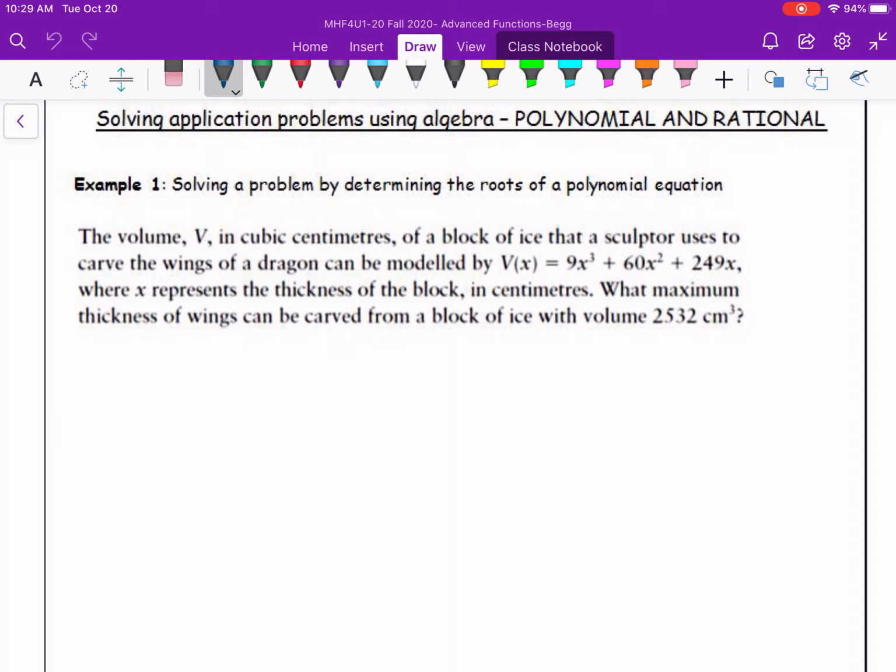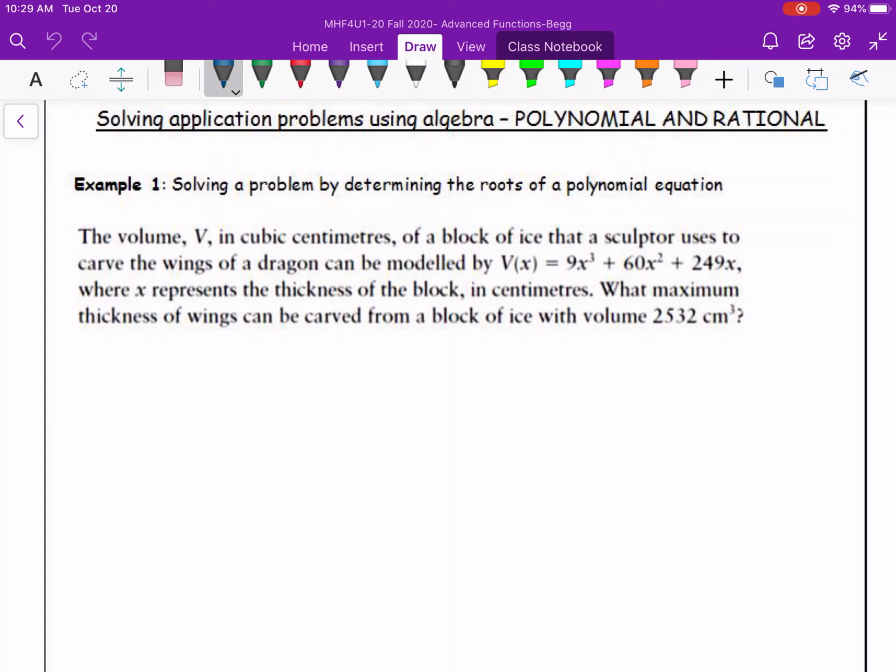Solving a problem by determining the roots of a polynomial equation. So it's all going to be algebraic still in these lessons, but we're going to use algebra to rearrange, isolate variables, and then sort of draw together a lot of the stuff that we've been talking about in the course.